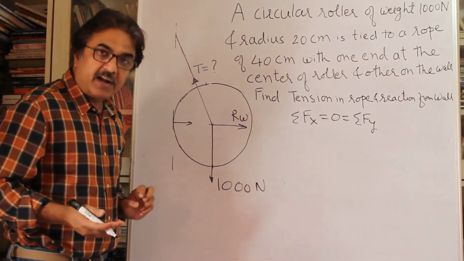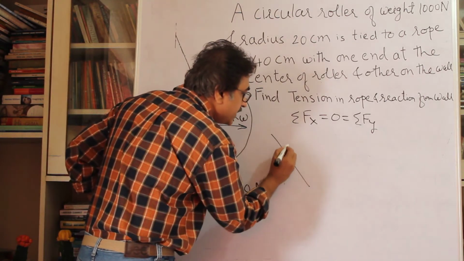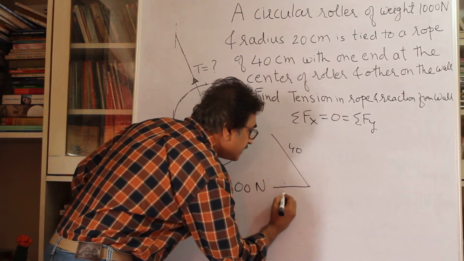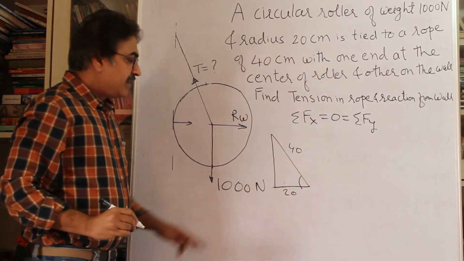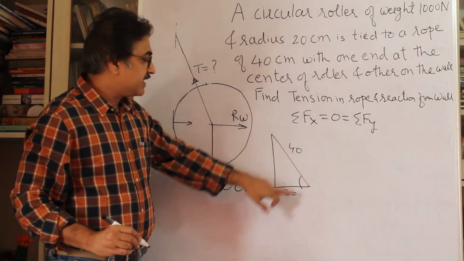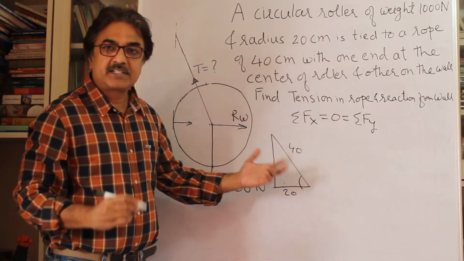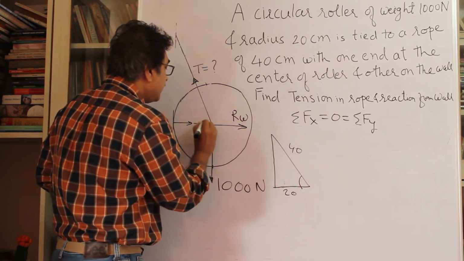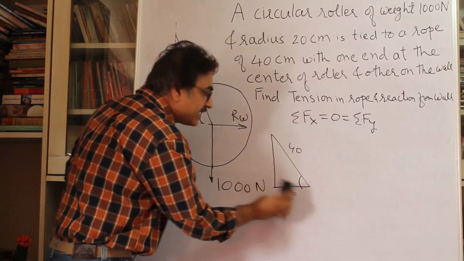What about this? To find out that angle, consider, the total length of the rope is 40, right? Radius of the circle is 20, and if I join this line, we want to find out this angle. Naturally, this angle you can find out adjacent by hypotenuse. This is 20 by 40, right? That is going to be cos theta is equal to half here. That means theta is 60. So this angle is 60 degrees.